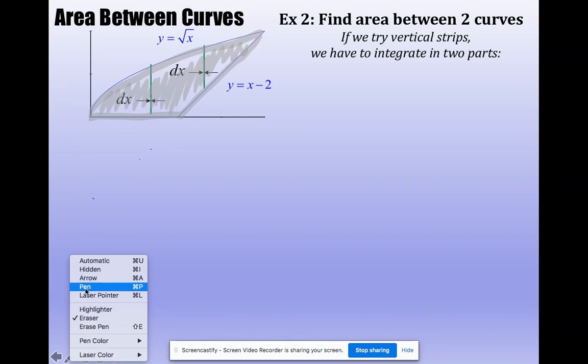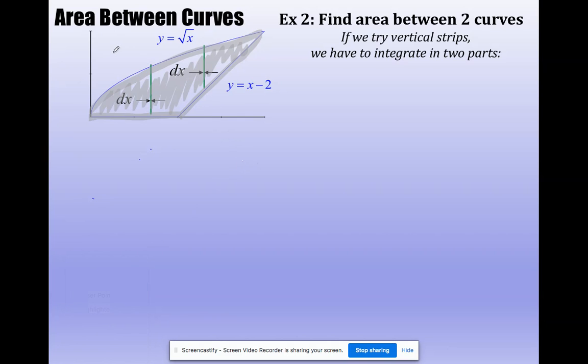But what I want you to notice here is if you want to find the area between these two curves and the x-axis, my strips change. Top, bottom, top, bottom. The bottom function changes. The minute any of your bounds change, you have to change integrals.